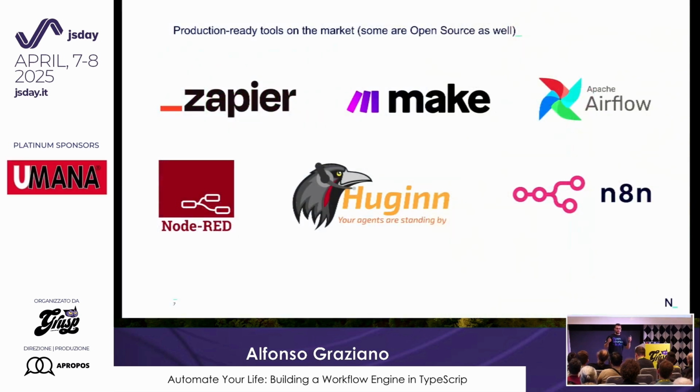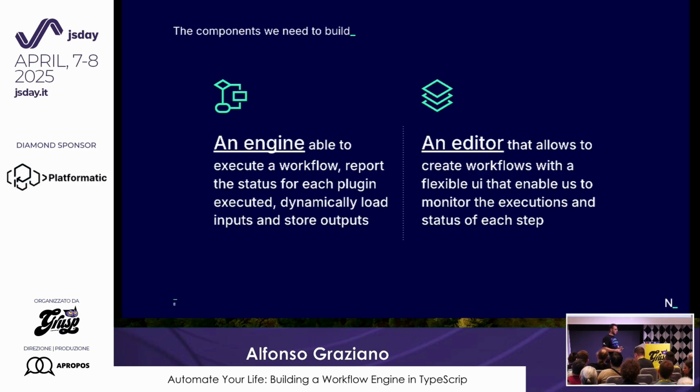If you want to use a workflow engine in production, you can use Zapier, Make, Apache Airflow. Have you looked into any of those? Have you played with something in the workflow space? Okay, a few hands, that's nice. Node-RED is quite popular in the Node.js ecosystem, so in case you're interested, just check it out.